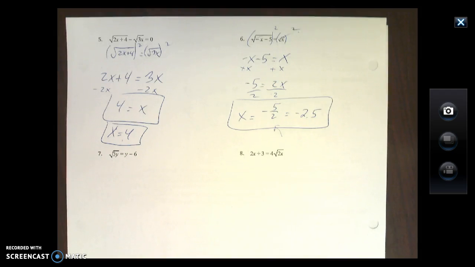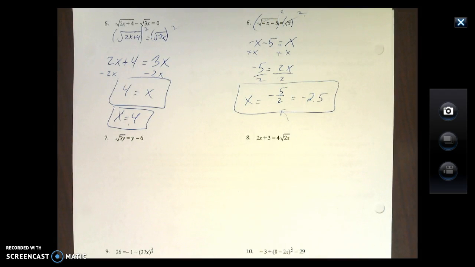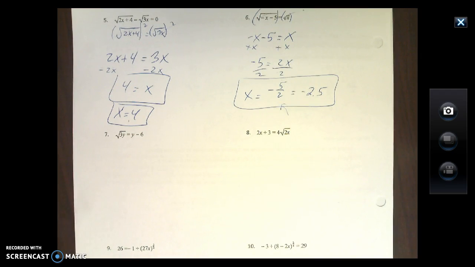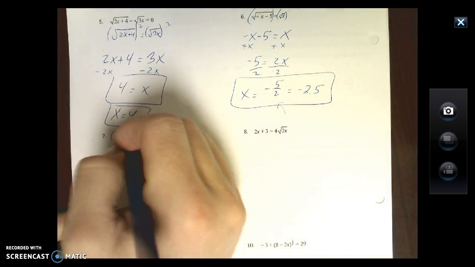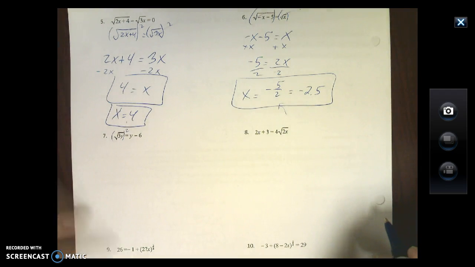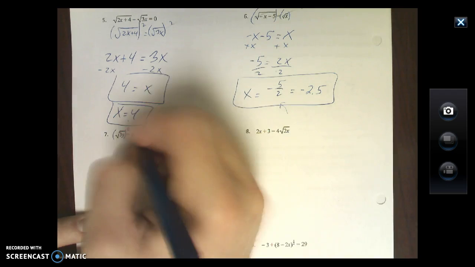Okay, 7 and 8 begin to get more difficult, and you'll see why in a minute. But take a look at number 7. I have the square root of 3y equals y minus 6. Now, I want to get rid of the square root, correct? So I can square this left side. Here's the dilemma. I need to square the right side as well.